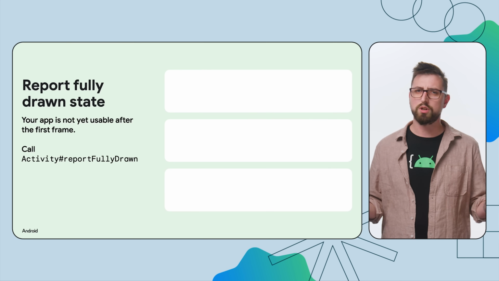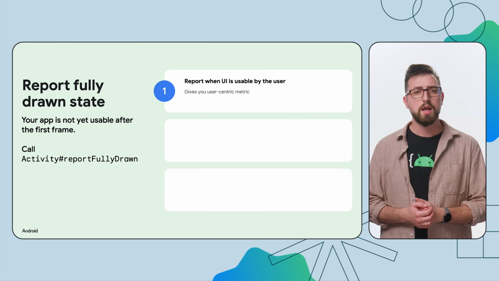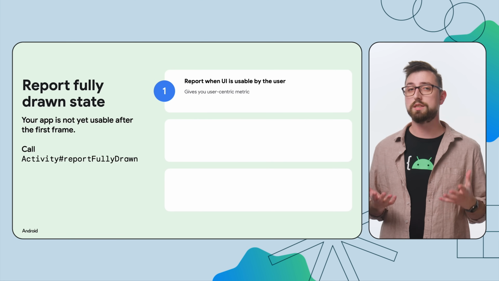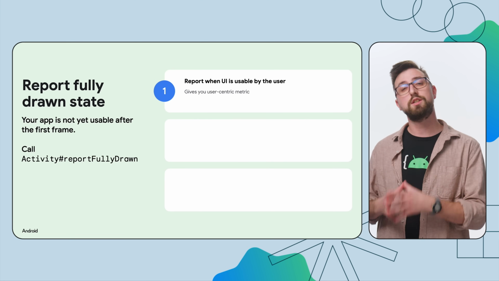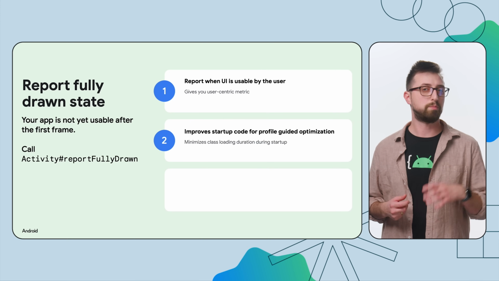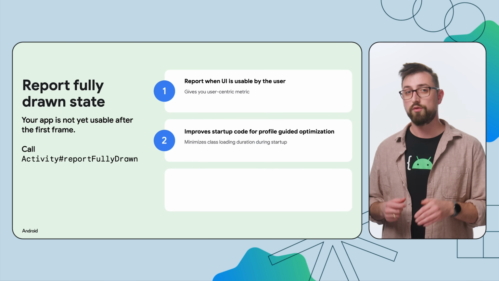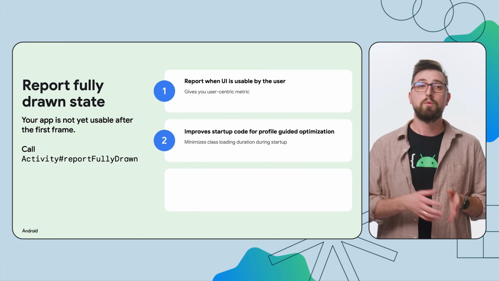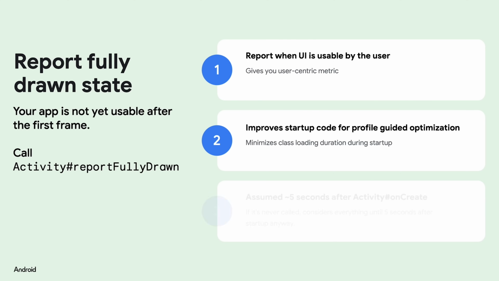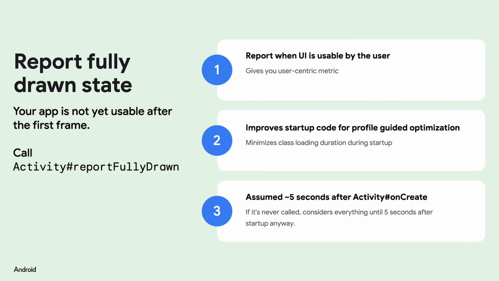But why is it beneficial and what does it do exactly? By calling it from your app, you get the user-centric metric of how long it takes for your users until they can interact with the app. It also marks all the code executed before the call as startup code for profile-guided optimizations, which minimizes the class loading duration and improves your startup time. And if you don't call it, it will be assumed 5 seconds after activity onCreate. But you're not getting the best out of your app with one method call.